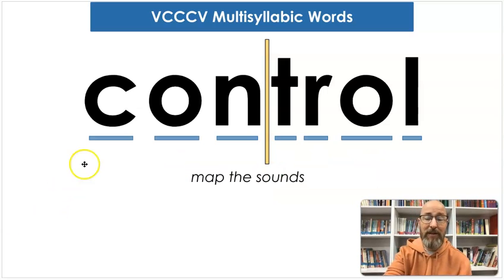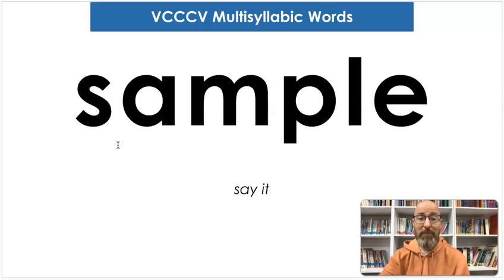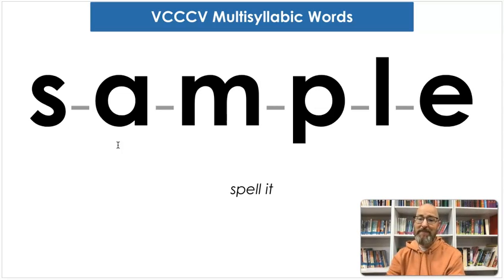And let's sound it out. Control. And if I put that together, what's our word? Control. Very good. Our next word is sample. Say sample. Let's spell it.